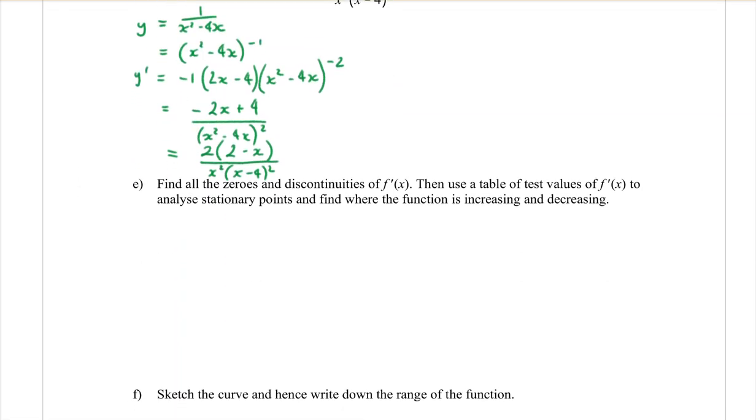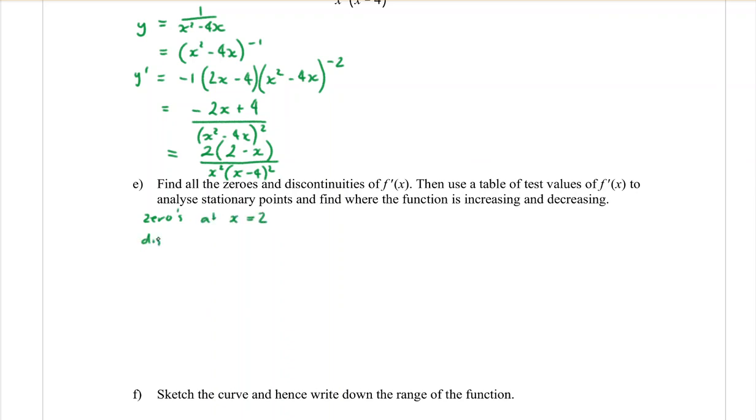So E, find all the zeros and discontinuities. From the top of the fraction, that is where I find the zeros. Anything that makes my numerator 0 is going to be an x-intercept. So what can make this 0? When x equals 2, that bracket there. So I'm going to have a 0 at x equals 2.